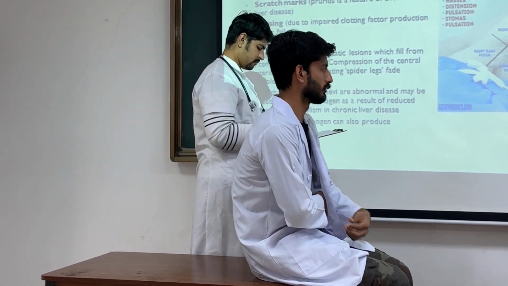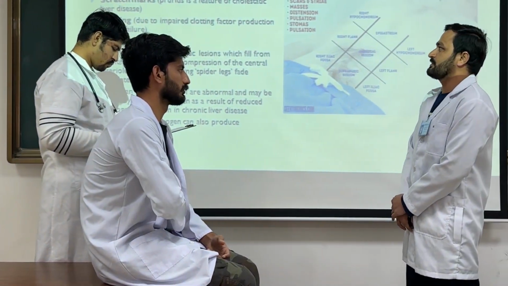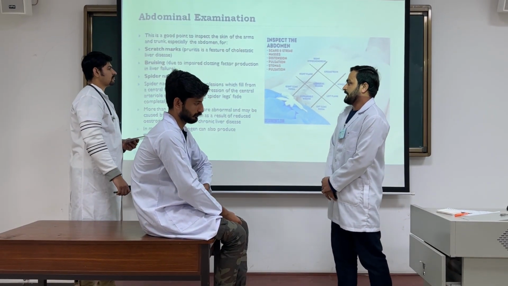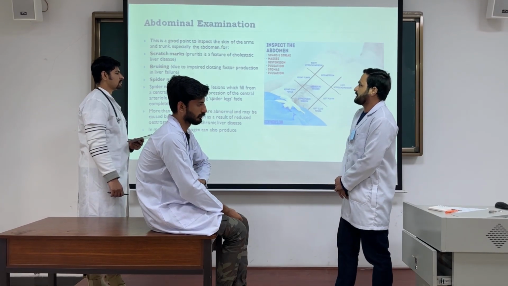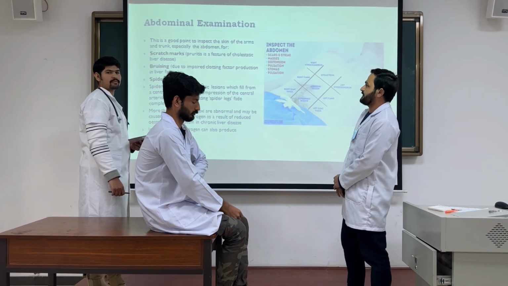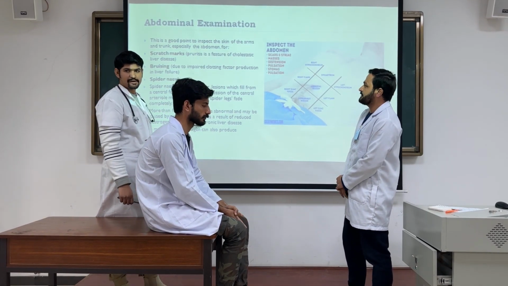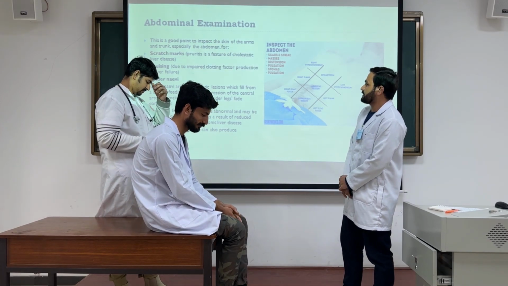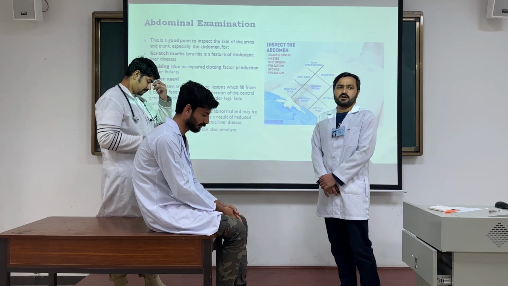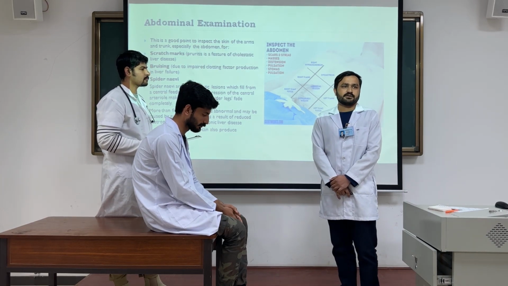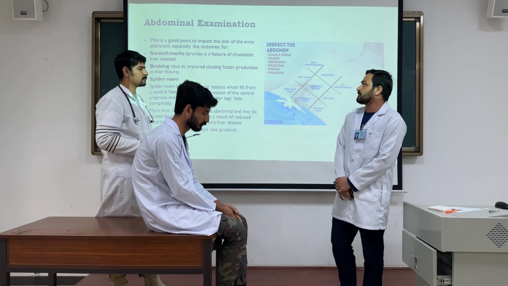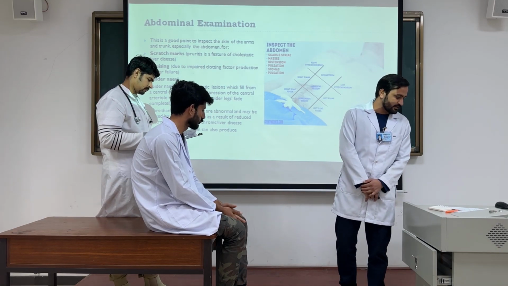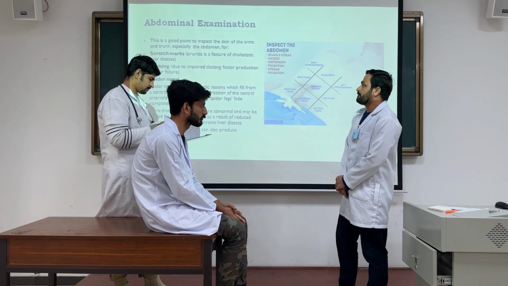On abdominal examination, what will we see? First, we see scratch marks, bruising, spider nevi, and gynecomastia. Scratch marks are a feature of cholestatic liver disease. We already explained this. After this, we see the bruising. Bruising is due to impaired clotting factor production in the liver. Everyone knows that almost all the clotting factors are synthesized in the liver, except factors 3, 4, and 8.